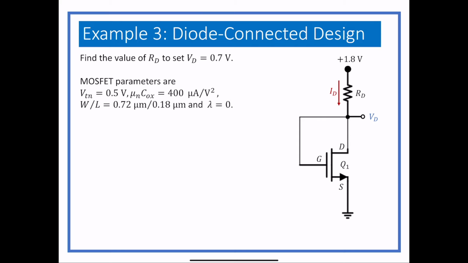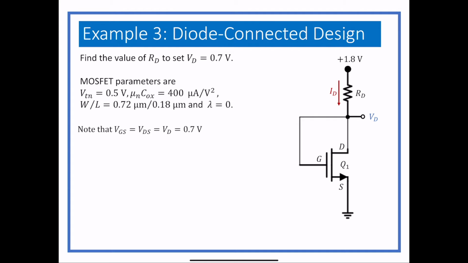So we have parameters. The threshold voltage is 0.5 volts. We have the mobility times the capacitance is 400 microamps per volt squared, and W over L is 0.72 micrometers over 0.18 micrometers, and lambda is 0, just to make sure that you remember that. And in this circuit, VGS, VDS, VD are all the same, and they all equal 0.7.